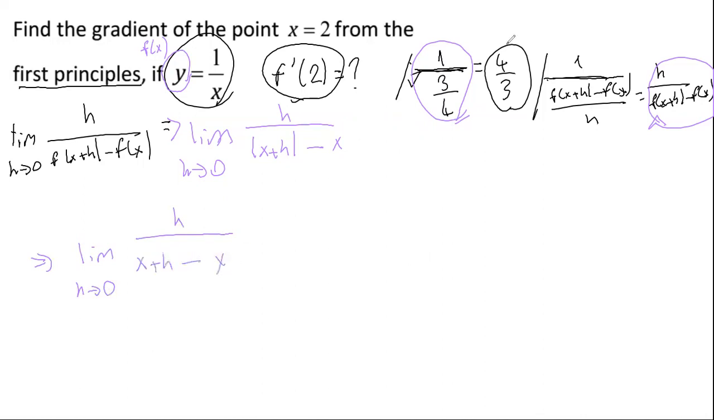I can easily see x and x cancel, that will be 0. Therefore limit h to 0 of h over h. I get 1. So now, tell me, guys, is there any problem here? Let me write the limit as h goes to 0, and then I simplify. What do you think about that?